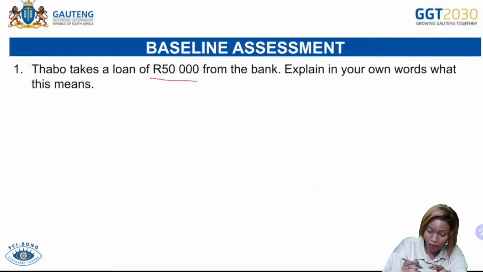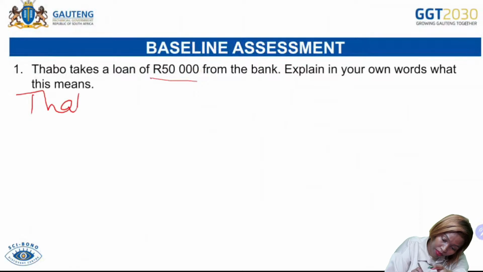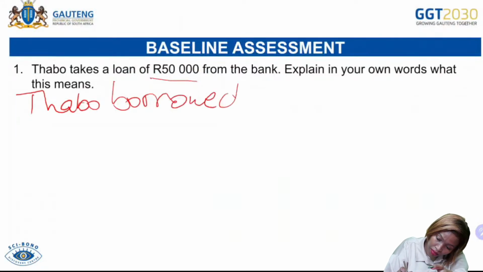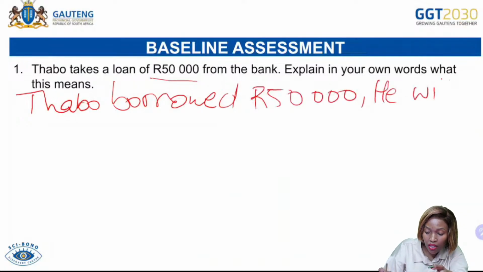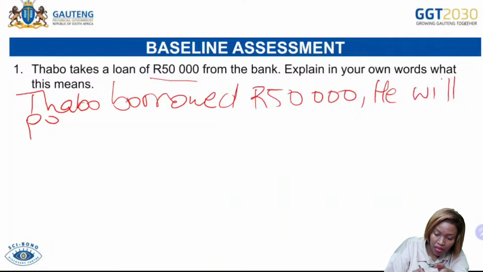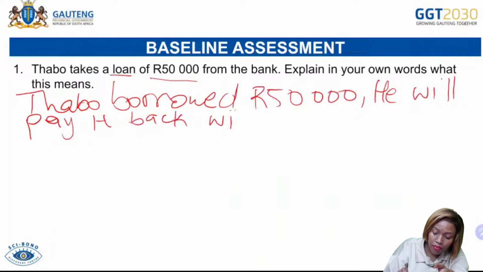Should I write it down for you? It means that Thabo borrowed 50,000 rand. He will pay it back with interest. That is the meaning of a loan. With added interest.